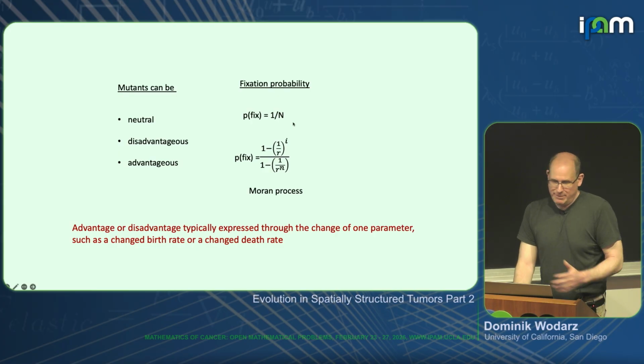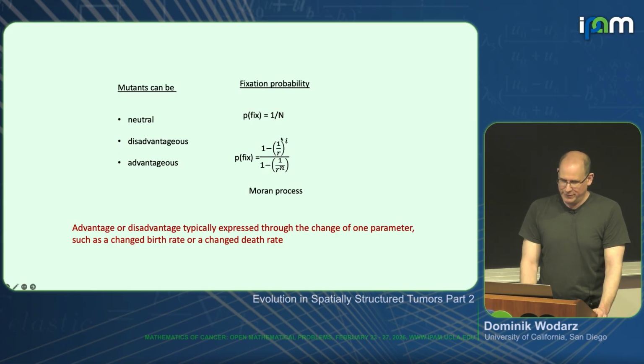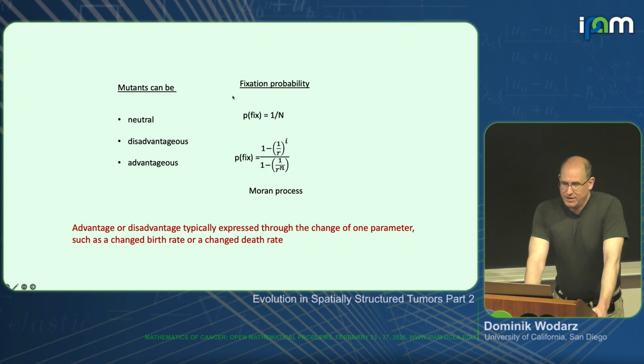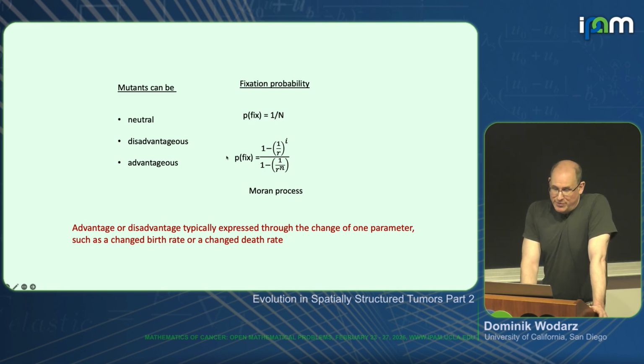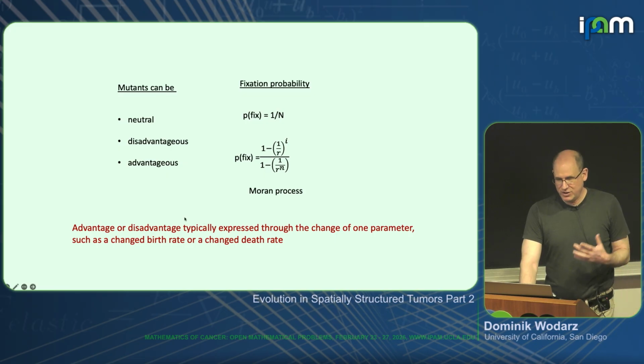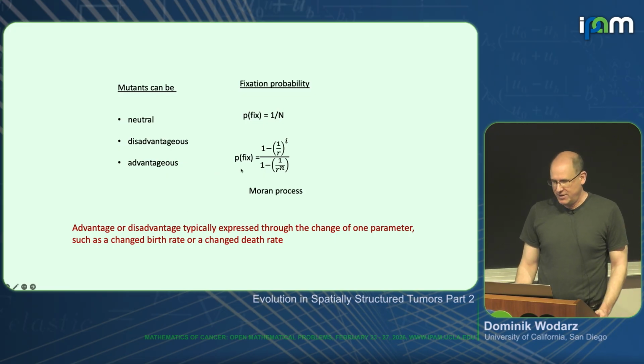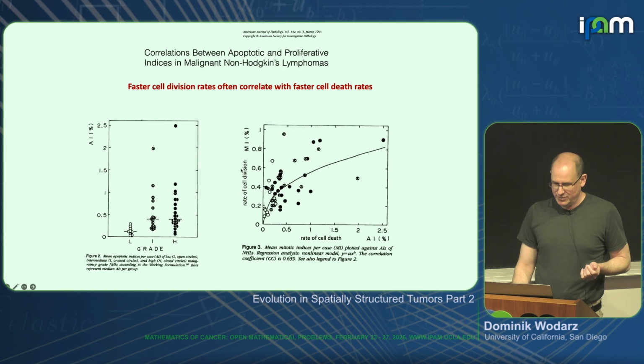And that has been done by many people in many different situations. In mixed systems, for example, the Moran process is an important tool to study this. And things have been calculated. It's pretty well understood. The fixation probability of a neutral mutant is 1 over n, where n is the population size. If you have an advantageous or disadvantageous mutant, you can calculate the fixation probability of those mutants. And typically what people assume is that there is a change in just one parameter, for example, in the birth rate or in the death rate of the mutants, and then things are very well understood.